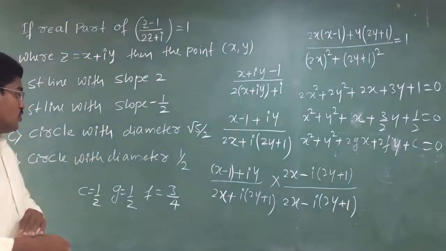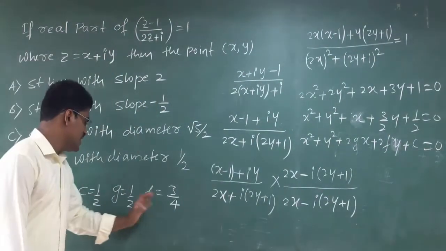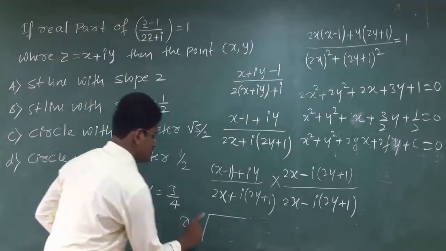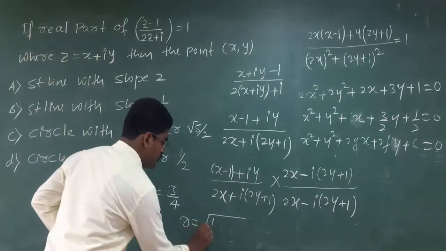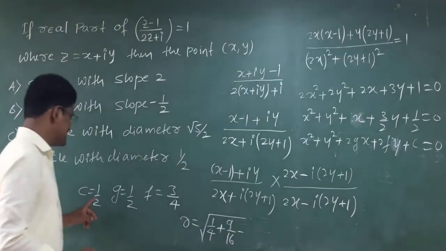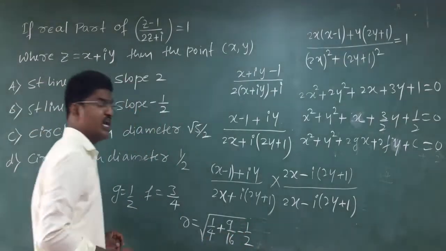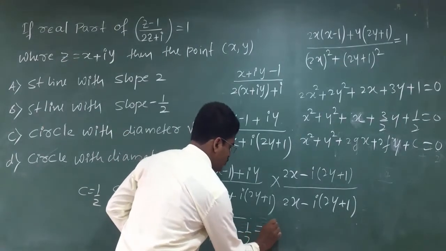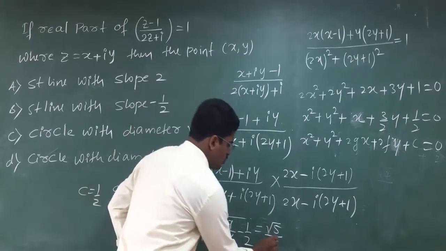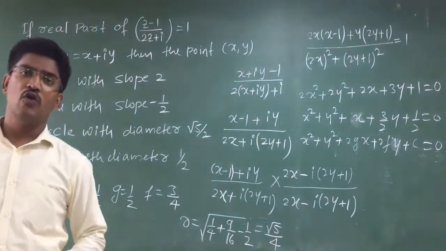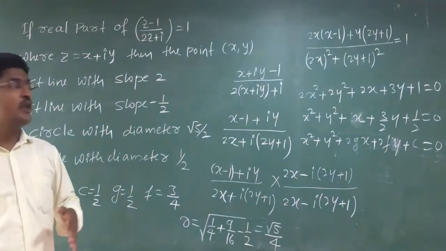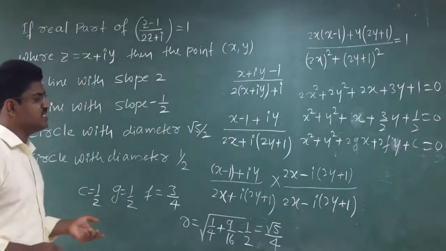So from this, if you go on simplifying, after getting g, f and c, now radius is equal to square root of g square, that is 1 by 4, plus f square, that is 9 by 16, minus c, that is 1 by 2. Clear? So further by simplifying this, it will be root 5 by 16, so this will be 4. So radius is going to be root 5 by 4. Clear? So as you all know, this was the equation of a circle and the radius is root 5 by 4.